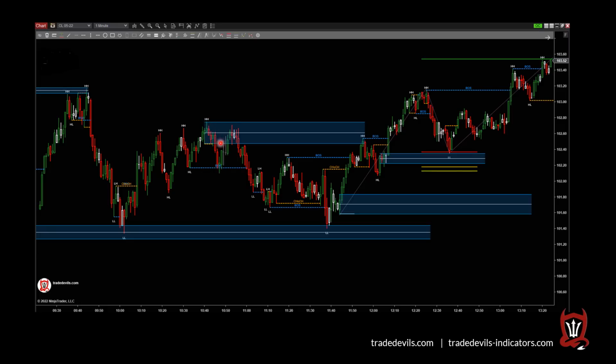Here's the zone. Here's the range. What do I do when I come out of it? First thing I do is break structure. Then I break structure again. So I have, on the 1 minute, a downtrend now because I've got 2 breaks of structure.